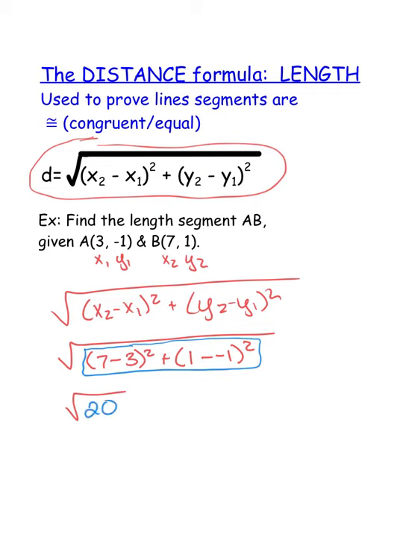The last step is to try to simplify. So if we're simplifying radical 20, we're looking for two numbers that multiply to 20. Hopefully you pick 4 times 5. Which one of these is a perfect square? It's 4. So this distance is 2 radical 5. If we were finding the distance of another line segment, and it came out to be 2 radical 5 as well, we could say that those two line segments are congruent.